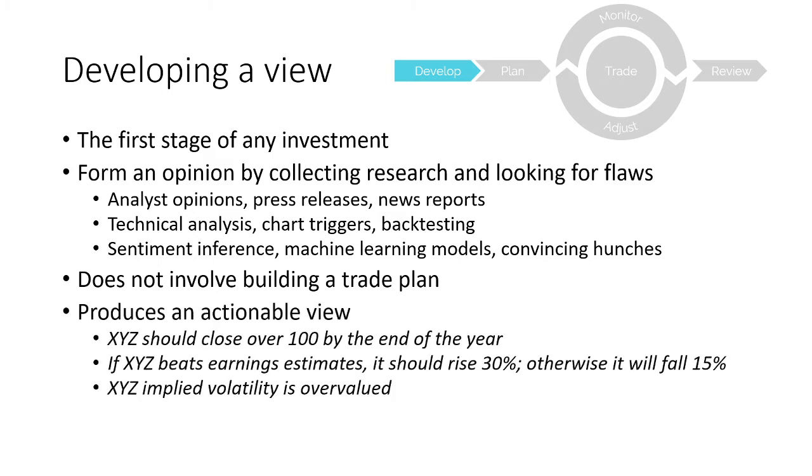So this is all about producing an actionable view. And we've got a few examples here. The idea for a view is that it should be as specific as possible. So the first one here, we say XYZ should close over 100 by the end of the year. Now it's simple, it's precise, it's actionable, and it's good enough that if you're someone who buys stock and XYZ is well below 100, then you would see that as a good opportunity.